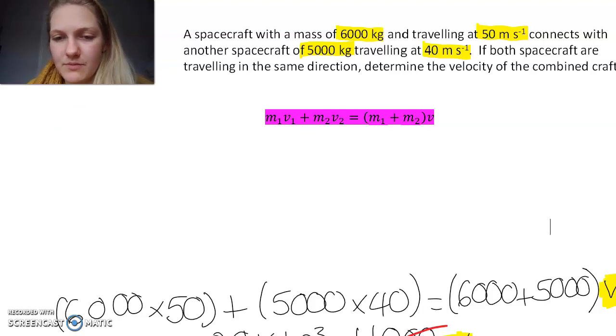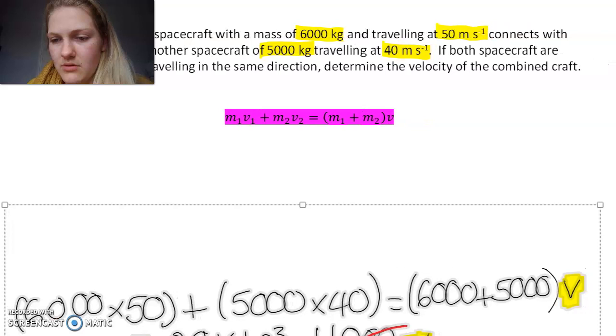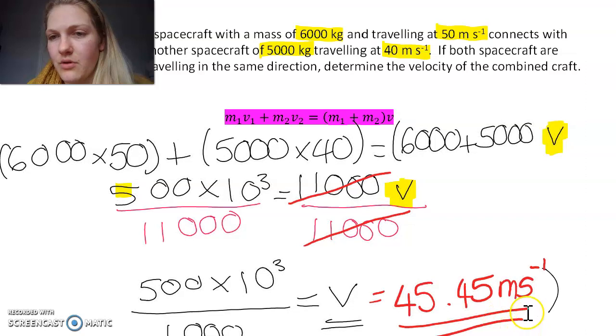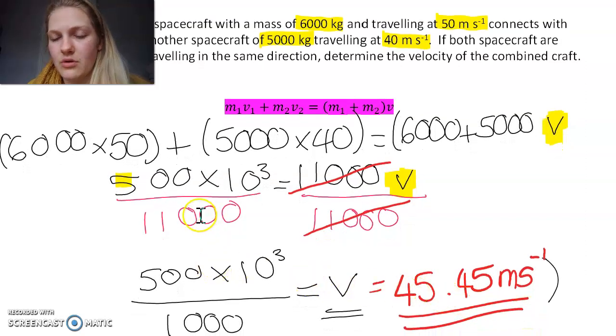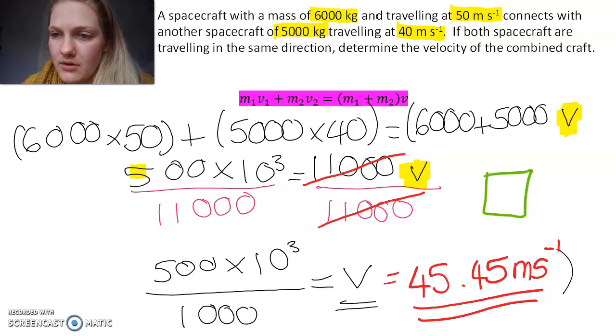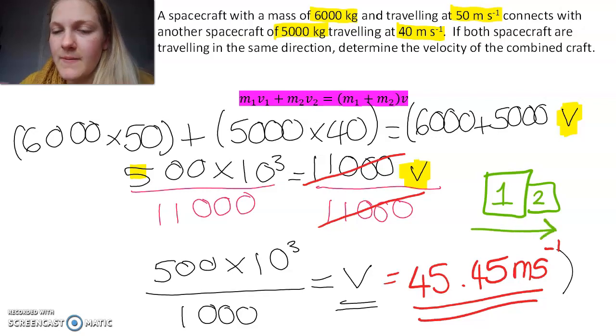If I just move that down. For if both spacecrafts are travelling in the same direction, determine the velocity. This velocity is then of the two crafts combined. So remember, we had those two areas, R1 and R2. That is then what we are now going to call my arrow.